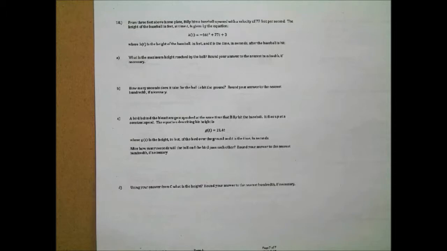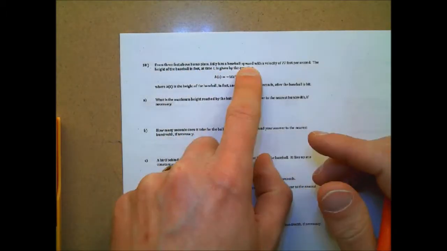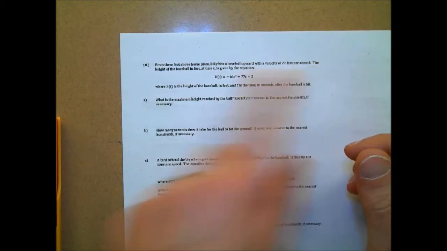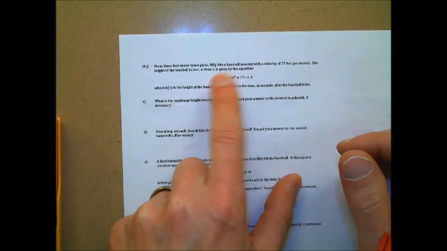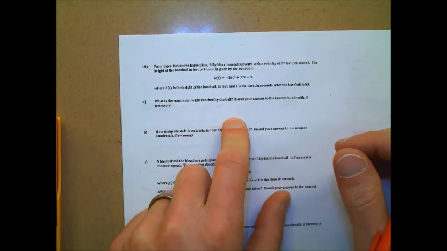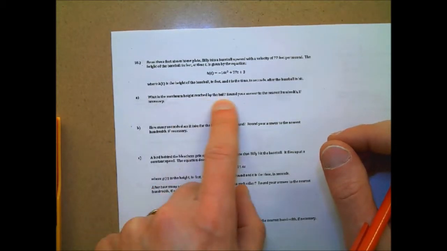All right, last but not least, from 3 feet above home plate, Billy hits a baseball upward with a velocity of 77 feet per second. The height of the baseball in feet at time t is given by this equation. So h is height in feet, t is time in seconds after the baseball is hit. What is the maximum height reached by the ball? Round your answer to the nearest hundredth.